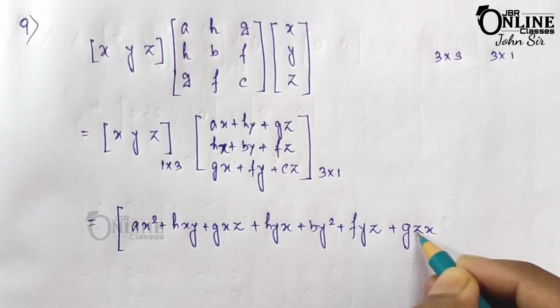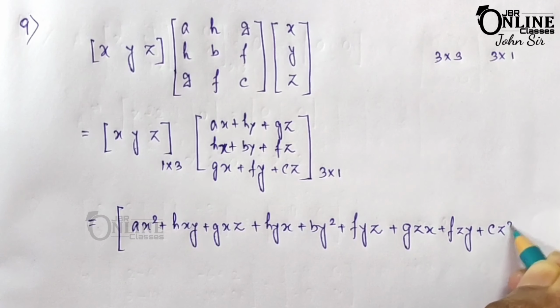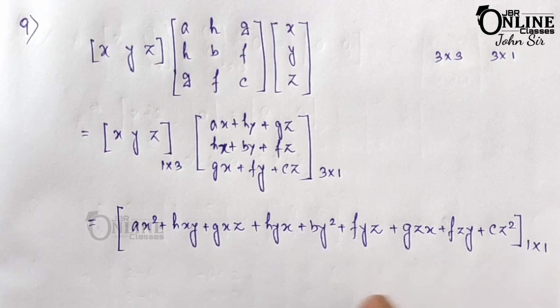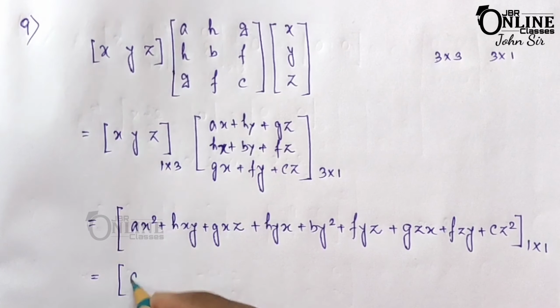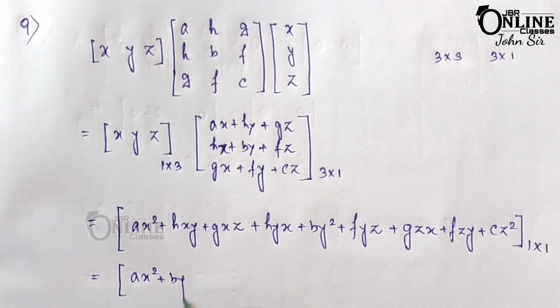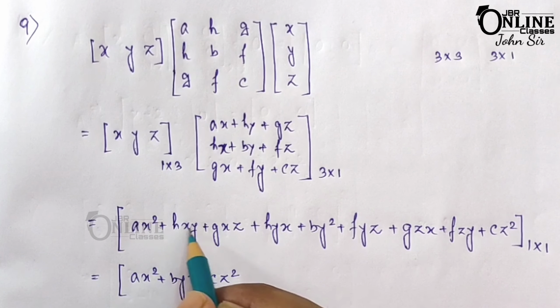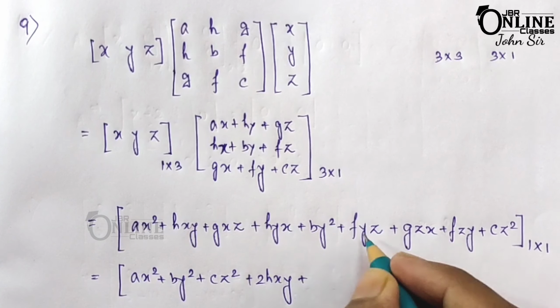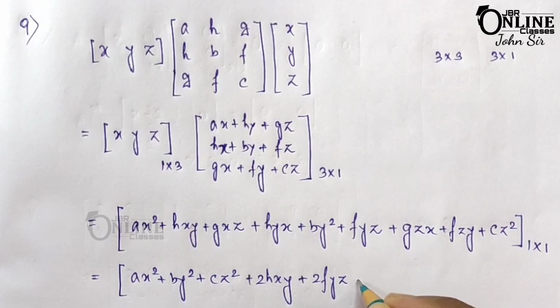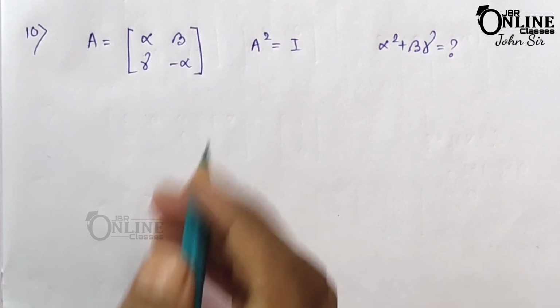So gzx, fzy and the last one cz square. So it is a 1 cross 1 matrix. So now you have to write down here ax square plus by square plus cz square. Now as here hxy, here also hxy, so 2hxy. Similarly 2fyz and the last one 2gzx is your answer.